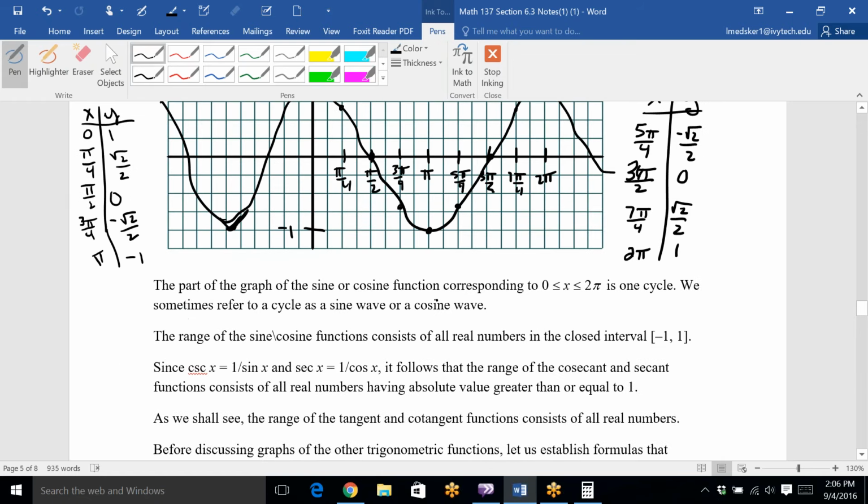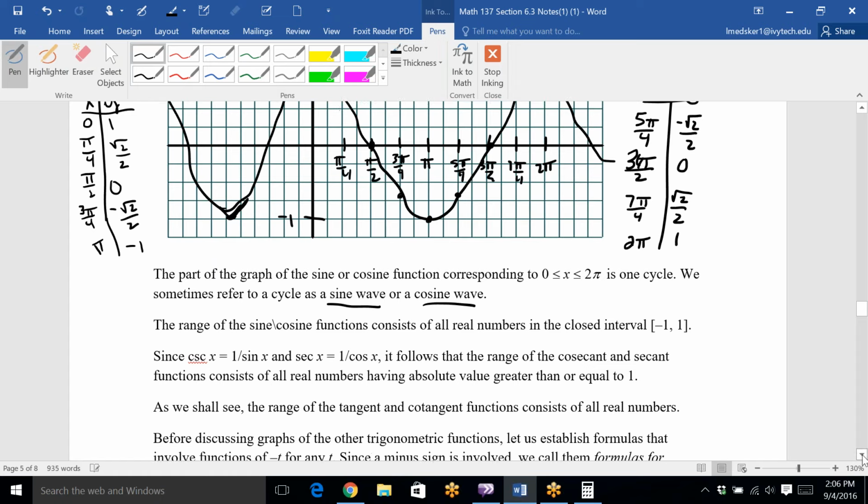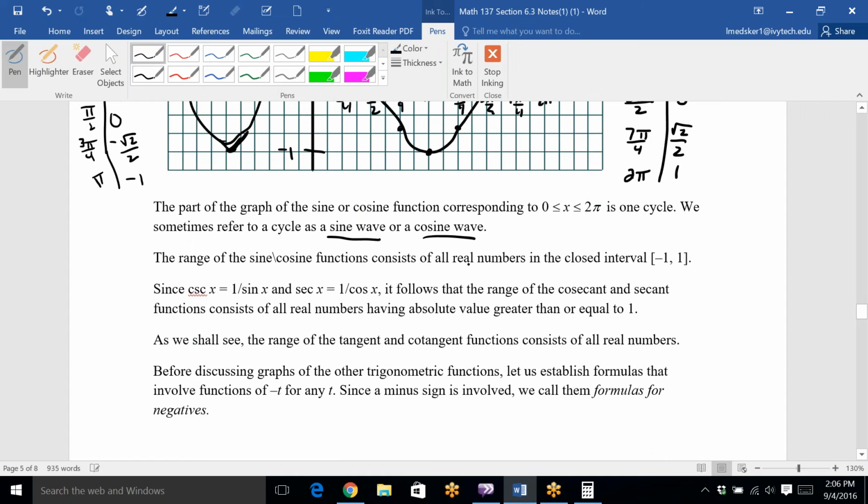The part of the graph of the sine and cosine functions corresponding from 0 to 2 pi is one cycle. We sometimes refer to it as the sine wave or the cosine wave. The range of the sine and cosine functions consists of all the real numbers between -1 and 1. Since cosecant is the reciprocal of sine and secant is the reciprocal of cosine, it'll follow that the range of cosecant and secant are actually greater than 1 and less than -1.